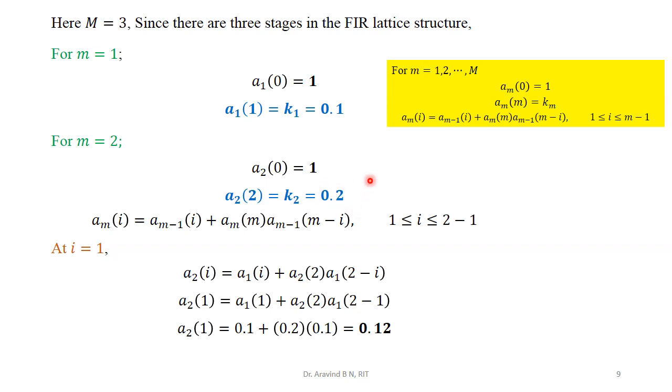So we have got one more value, right? Then getting into the third formula. For m, if we substitute 2, then 2 minus 1 is 1. Therefore, i will run from 1 to 1. So now we can have one value substitution for i. Therefore, we can make use of the third formula also. Now, for this formula at i is equal to 1, we are going to have this substitution. We get a2 of 1 is equal to 0.12.